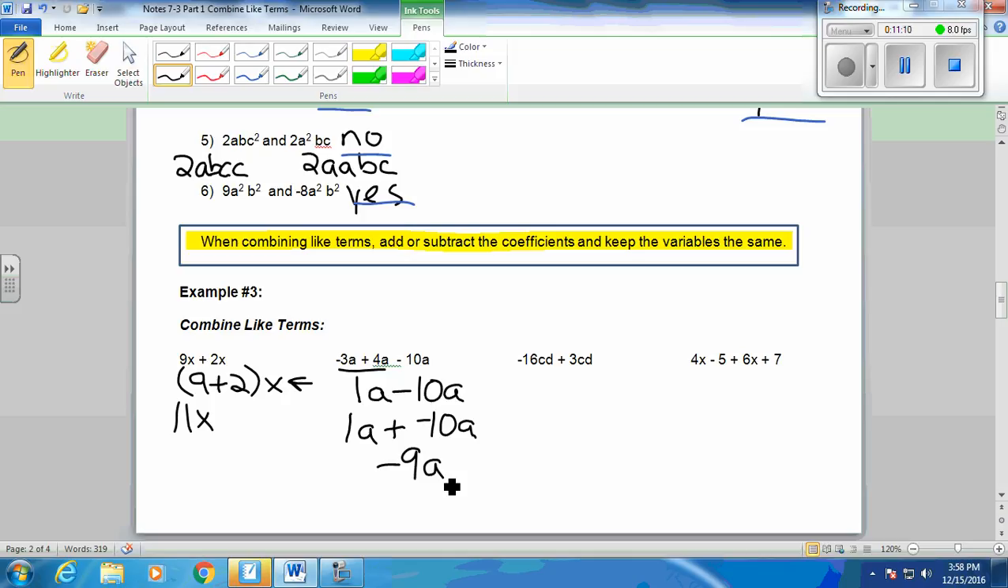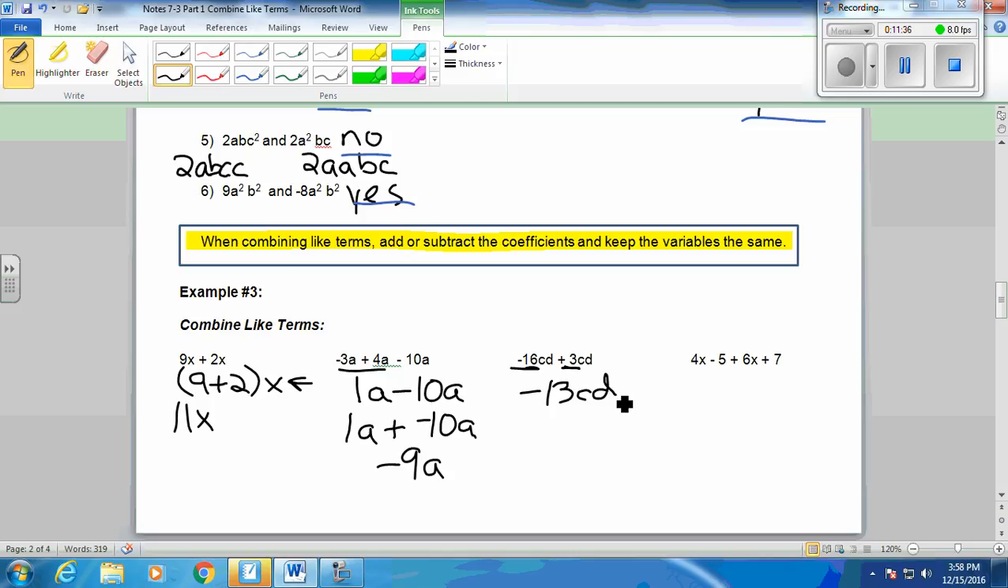For the third one, negative 16cd plus 3cd, they do have like terms. Again, I'm just going to look at the coefficients in the front, the negative 16 and the 3, and add them together, which will give me negative 13cd. You don't make it c squared, you don't make it d squared. It's just literally how many c's do you have, how many d's do you have.